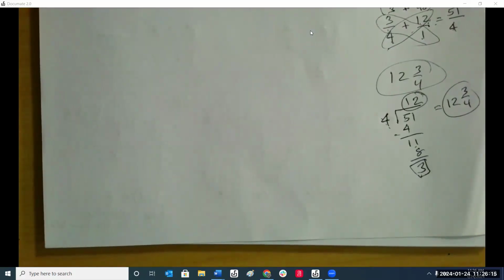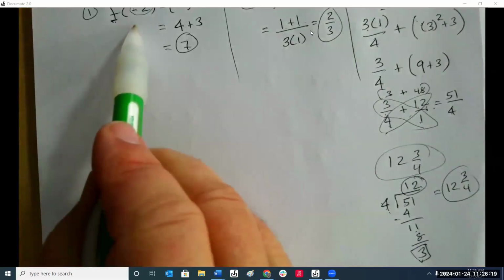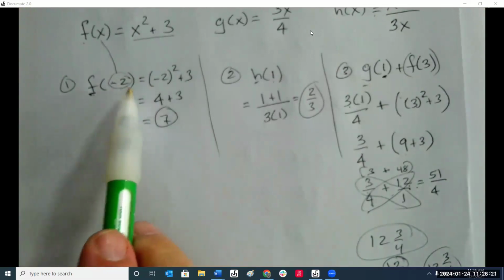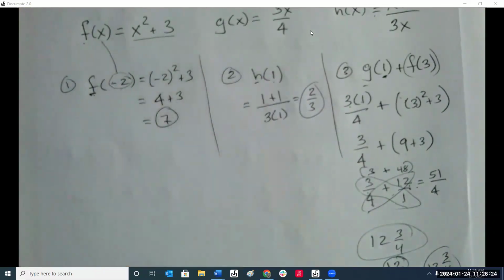So that's the beauty of functions. I don't have to keep on rewriting the equation. I just put in the reference to it. And I define the variable inside the function call.